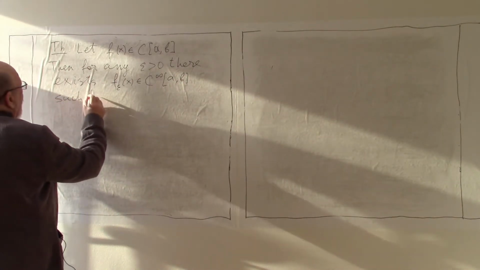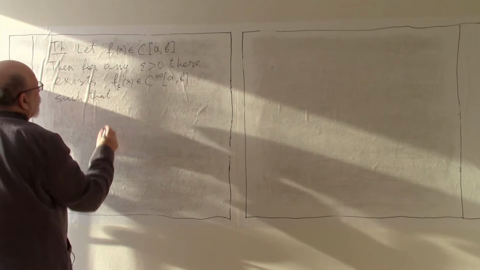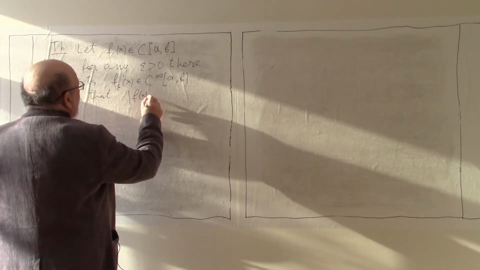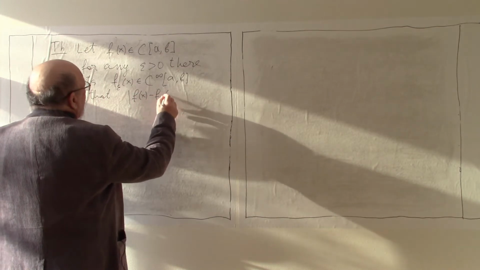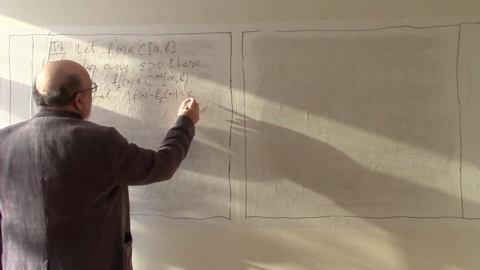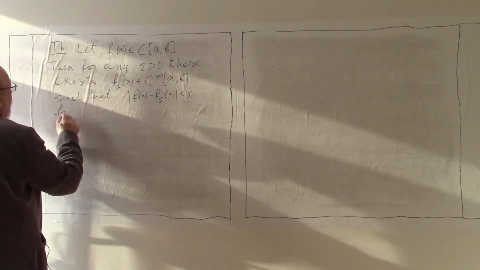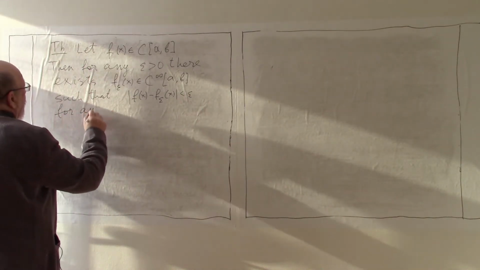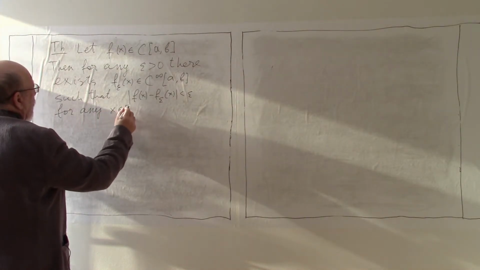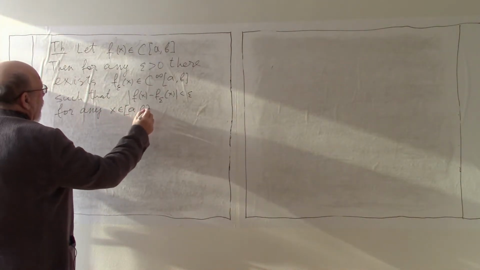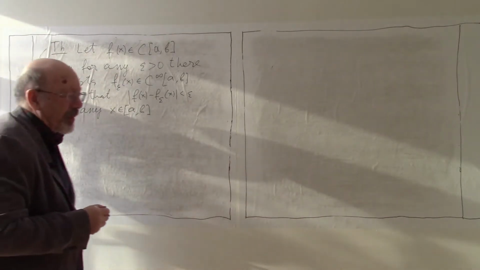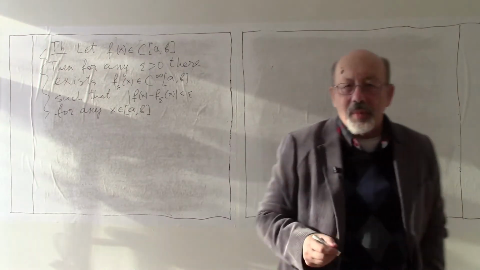such that modulus f(x) minus f epsilon of x is less than epsilon for any x in AB. So this is the theorem which I am going to prove.